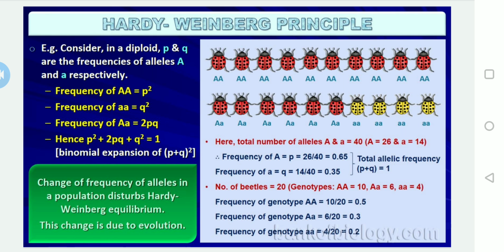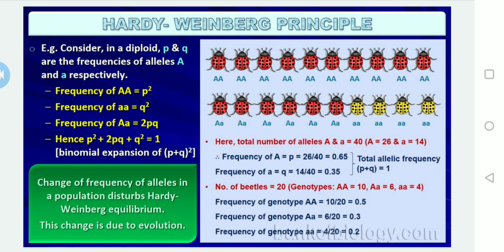Yeah. So consider here the total number of the alleles, capital A and small a, is equal to 40, and among these, capital A is equal to 26, and small a is equal to 14. Therefore the frequency of capital A, which is small p, will be 26/40. If you divide 26 by 40, you will get 0.65. Then the frequency of small a, which is small q, is 14/40, you will get 0.35. So that means the total allelic frequency p plus q is equal to 1.